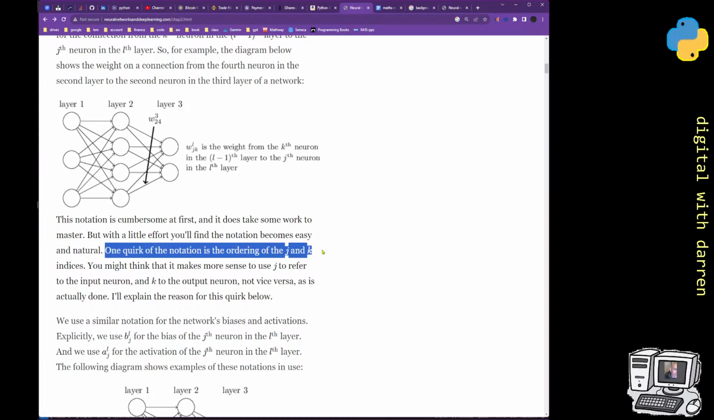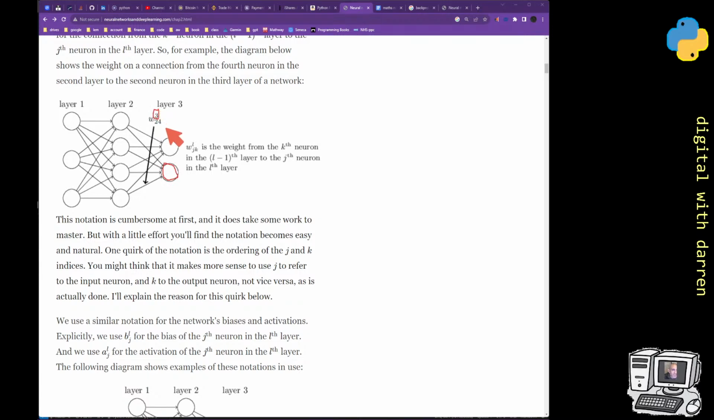One quirk of the notation, and you just saw me get stuck on it earlier, is the ordering of the J and K indices. You'd like to think that the J one's here and the K one's here, so it goes in order, but it didn't. The index of the previous one comes second, which is a little bit annoying, but maybe you can think of it as, here, this is the one that we've got in focus. So that's why we use this.